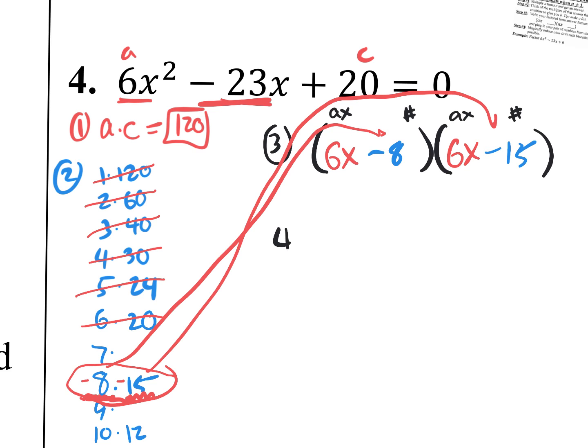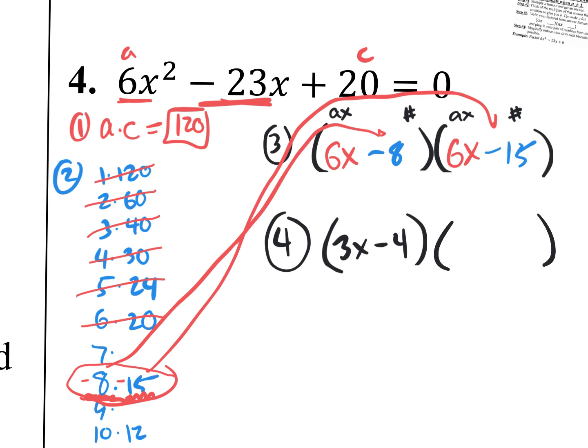The fourth step is that magic step to magically divide each binomial by its GCF. So the first binomial, we could divide both terms by 2, right? And what do we get? 3x minus 4. And the second binomial, we could divide both terms by 3. And what do we get? 2x minus 5. And we're done. This is probably one of the hardest questions that there is. That's your factored form.